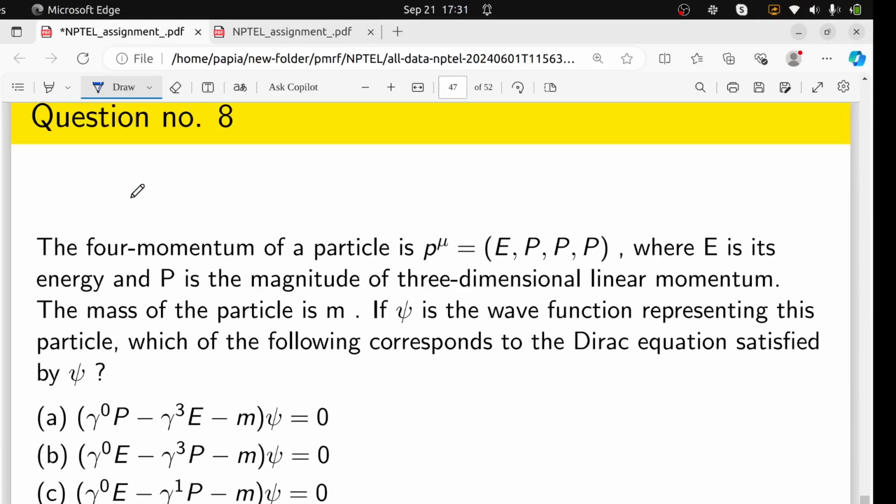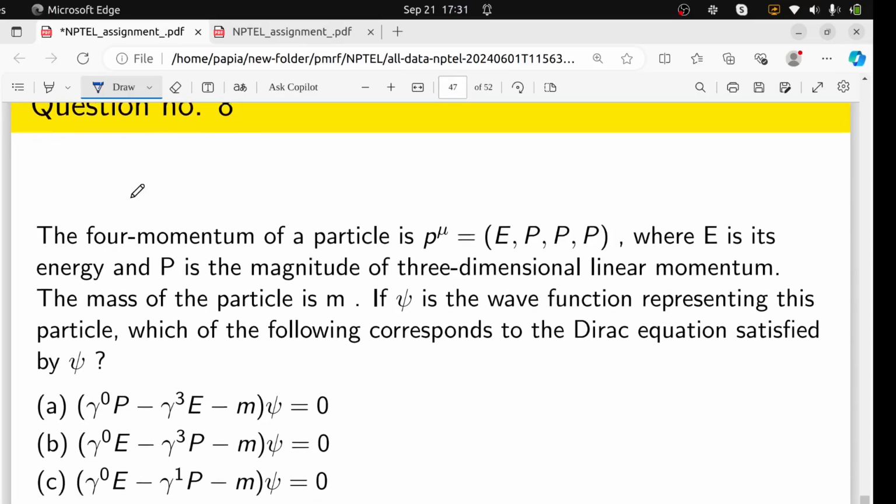The four momentum of a particle is P mu is E P P P, where P is the magnitude of the three dimensional linear momentum. The mass of the particle is m. If psi is the wave function representing this particle, which of the following corresponds to the Dirac equation satisfied by psi? There are 4 options regarding that.